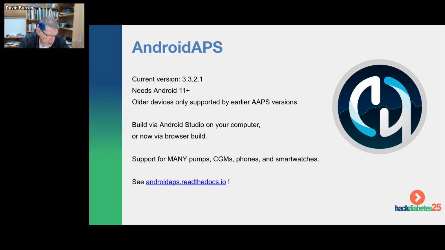The browser build is fairly new with version 3.3. A lot of people are liking that you no longer need to set up the computer stuff. This is something that's been used on the other platforms for a while. And Android APS probably has the support for the most different devices, CGMs, pumps, of all of the systems out there. Although a lot of that code, as we're seeing, gets transported between systems. I'm not going to try and list everything. All the documentation is online. We go to the next.